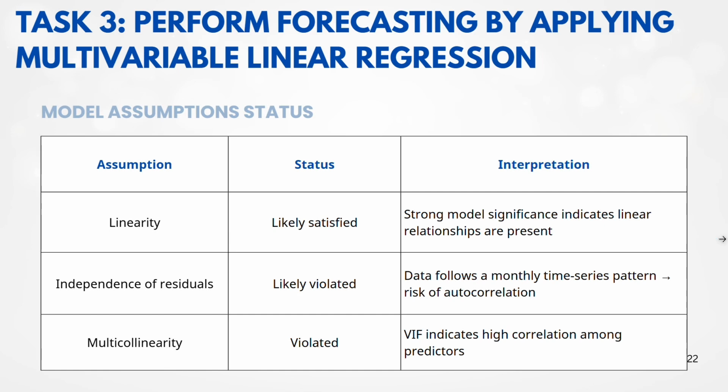Fifth, assessment of key regression assumptions. Linearity appears to be properly satisfied given a strong and significant relationship. Independence of residuals is slightly violated because we are working with monthly time series data where autocorrelation is common. Multicollinearity is clearly violated, as indicated by the VIF results. These issues do not destroy the model, but they signal that a more advanced time series regression framework is needed for reliable forecasting.